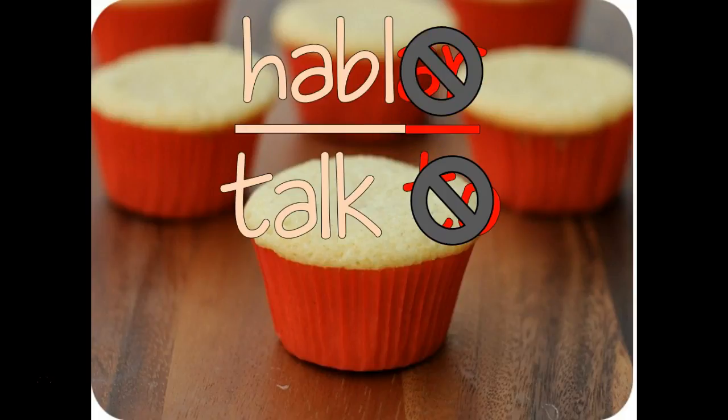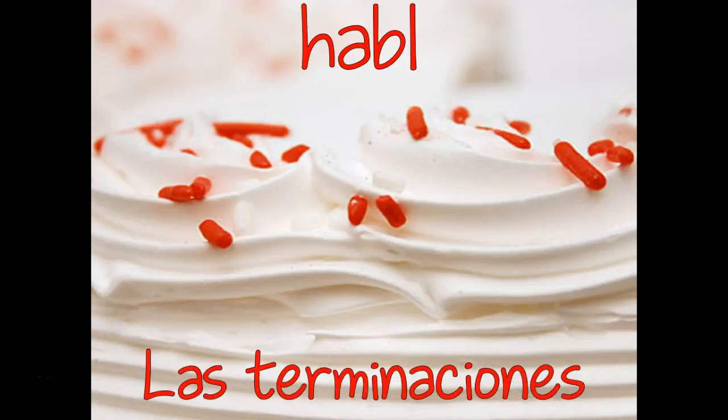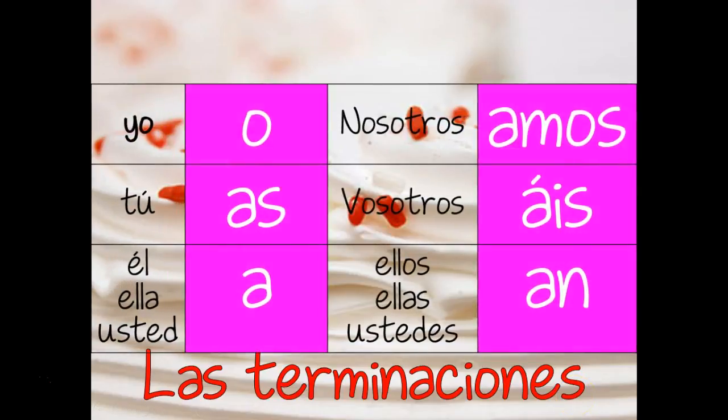And in Spanish, that's the AR. So we take that apart and we are left with a blank cupcake. In order to finish our cupcake, we need to frost it. And our frosting is going to be las terminaciones, or our endings. So depending on where we put our cupcake, we have different frosting to go on top of it.